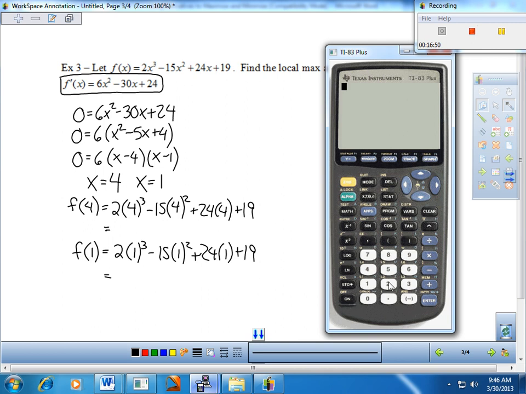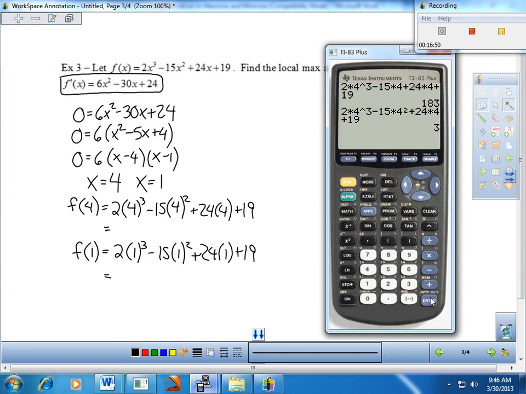So here's what I have. 2 times 4 cubed, and then minus 15 times the 4, plus 24 times the 4, and plus the 19. Hopefully I have that all typed in correctly. I think I'm going to have to go back and look at that momentarily there. So minus 15, I see my mistake. Let's go ahead and fix that right up here. There we go. Square didn't come through. So let me get that going.